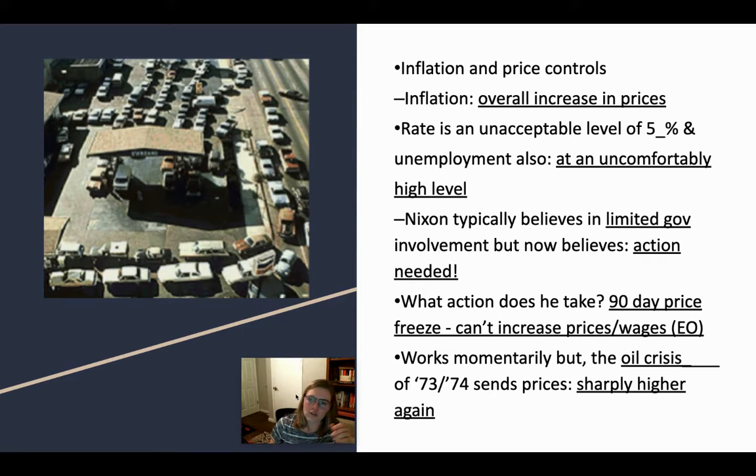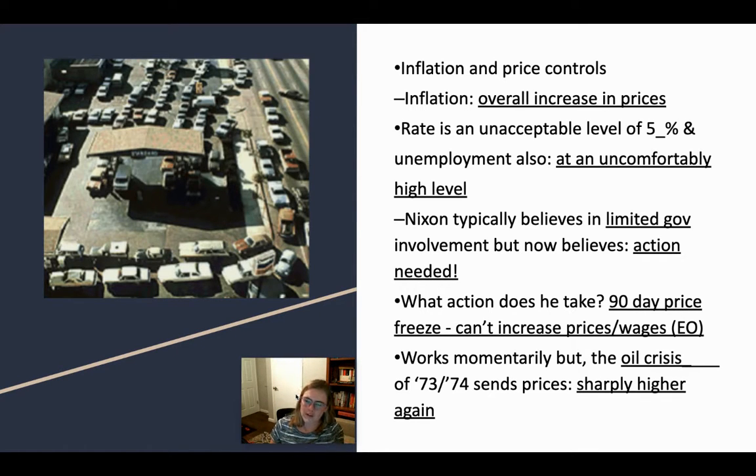So inflation is an overall increase in prices. It at this moment is an unacceptable level of 5%. Okay, so that's not a good level. Right? So even though Nixon typically believes in limited government, essentially the federal government staying out of things, he's going to decide he has to do something. So he's going to do a 90-day price freeze. Okay, nobody can increase their prices or their wages, and he's going to do this through an executive order.